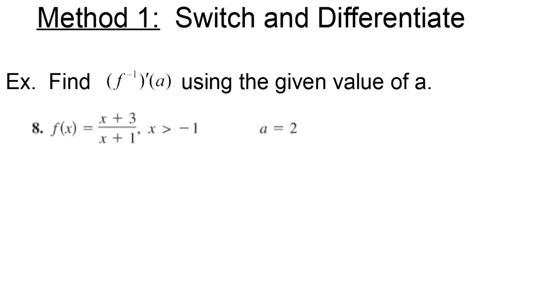Okay, for this next one, I've actually taken this problem straight out of your exercises. I'm given the rational function f of x equals x plus 3 over x plus 1, and I only want to consider the domain of x greater than negative 1. Okay. Now, I want to find the derivative of the inverse and then evaluate that derivative at a equals 2. Well, let's see here again. To find the inverse, I first need to switch x and y.